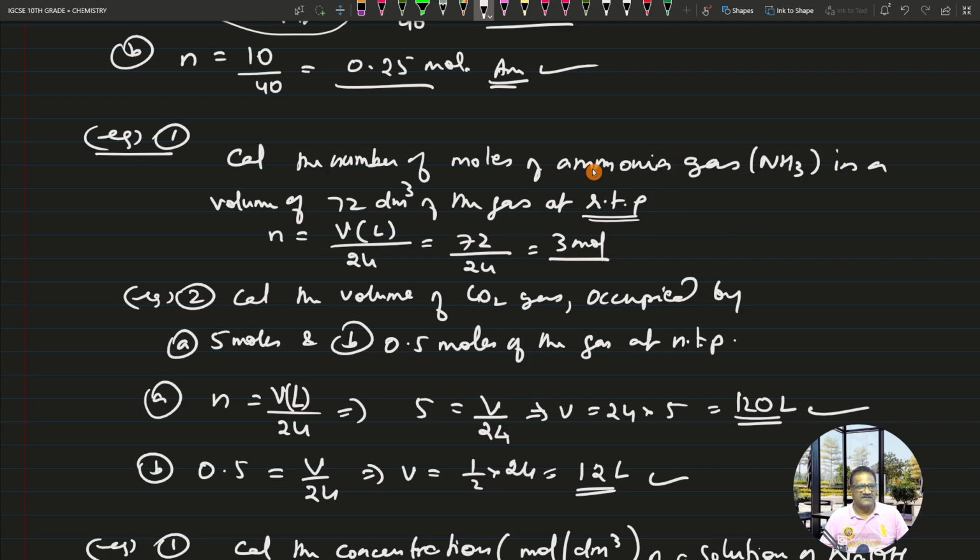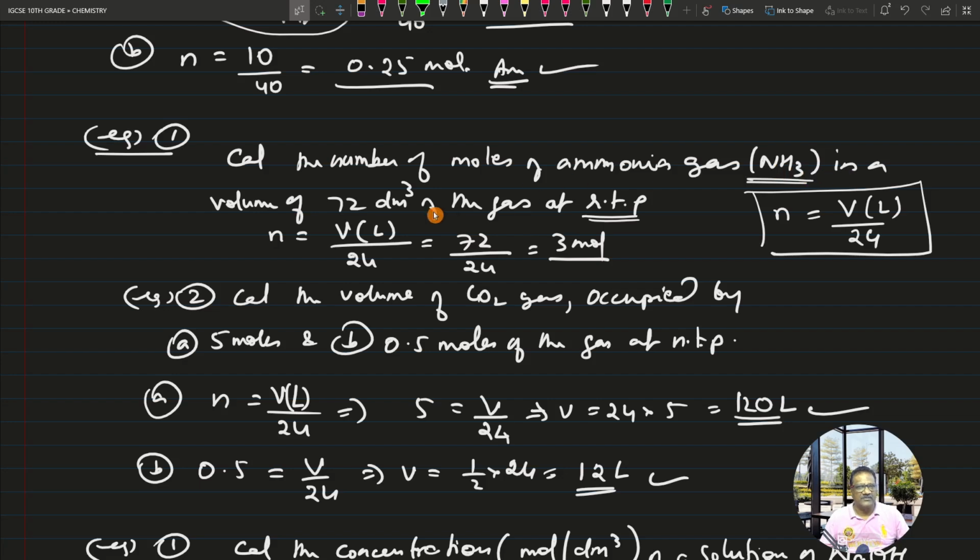Okay. Now, this particular numerical is based on ammonia gas. And I told you when you deal with gases, you have to use this formula. N is equal to V in liters divided by 24. Okay. So this is the formula that we are going to use now. So N is equal to V in liters upon 24.